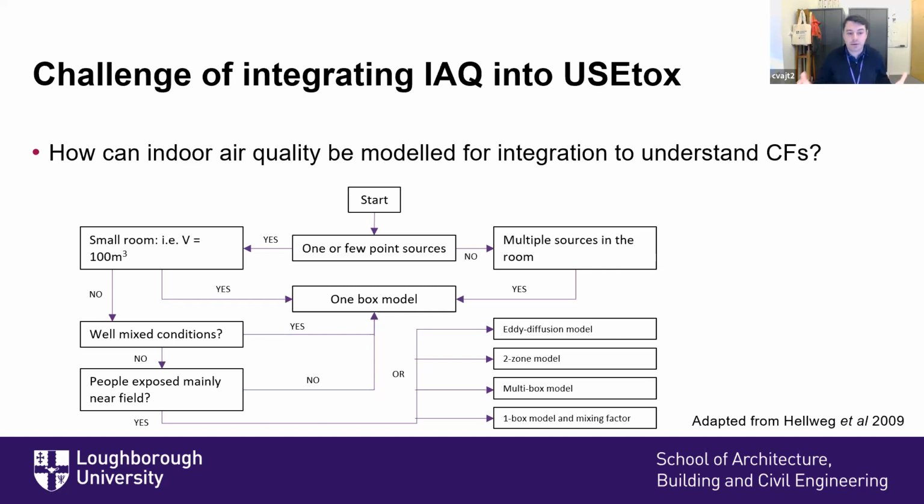If the answer is yes, is the room small? If yes, then maybe we could have a very simplified one-box model. If it's not small and we have well-mixed conditions, then a one-box model may still be appropriate. How close are people being exposed? Are they very close? If yes, then we might have to develop a more complex model. So it's about how we characterize and understand the indoor air quality in that particular location, to then identify the most appropriate way of understanding and modeling that indoor air quality.